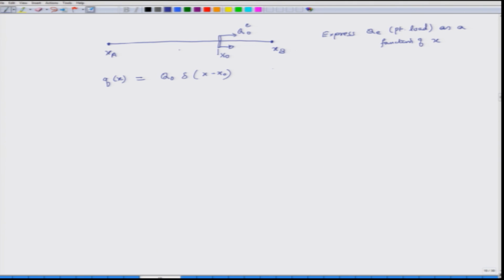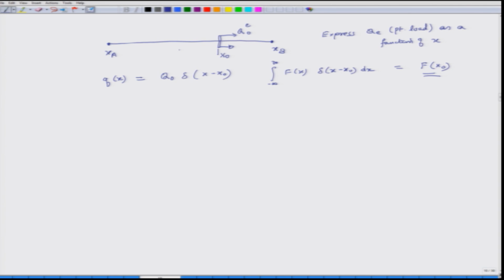Now we know that if I have any function f of x, it could be linear or non-linear, does not matter, and I multiply that by some Dirac delta function x minus x naught, and I integrate it with respect to x from minus infinity to infinity, then this is nothing but f at x naught. So I use this principle to calculate the q.